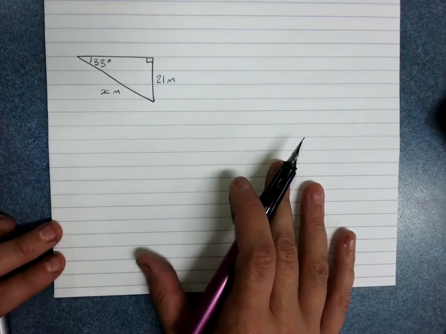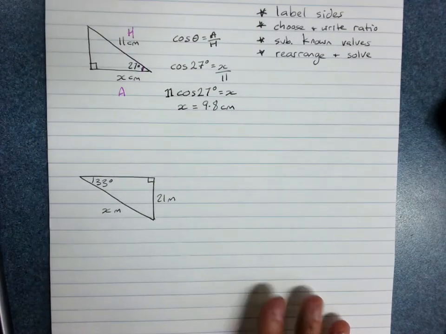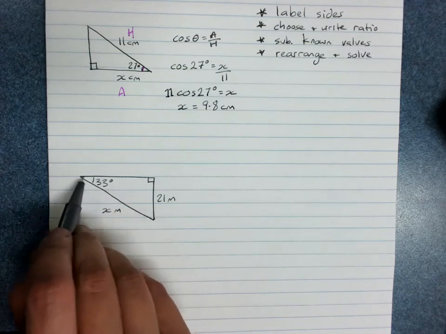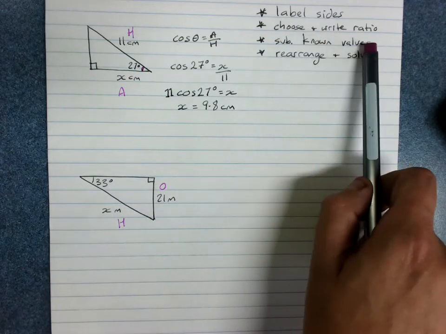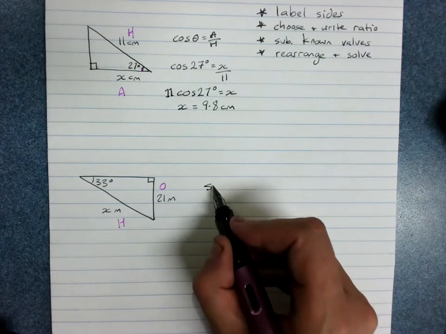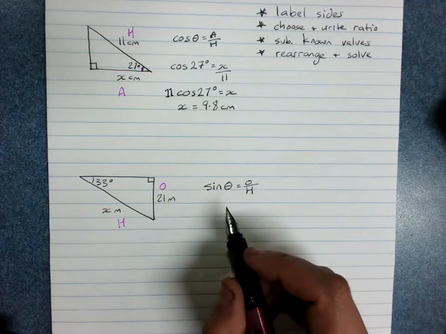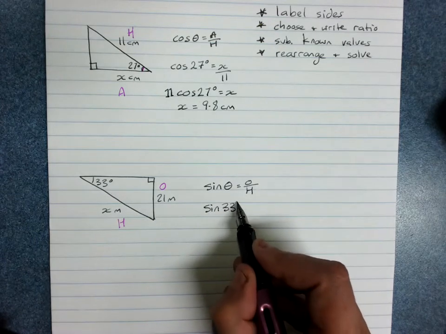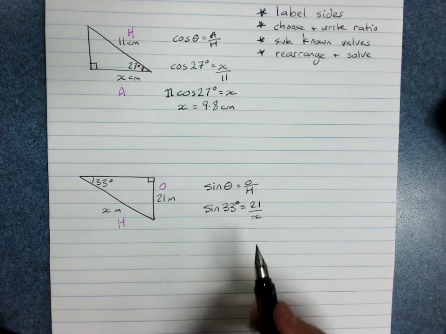Another unknown side question. We follow our 4 steps, which I'll try to keep on screen there. Label the sides that have anything on them. Here's my angle. I've got opposite and I've got hypotenuse. Choose and write the ratio. The ratio that uses opposite and hypotenuse is sine. Sine of the angle equals opposite over hypotenuse. Don't forget to write theta. Substitute in your values. Sine, don't forget to say it's 33 degrees, equals 21 over my unknown.